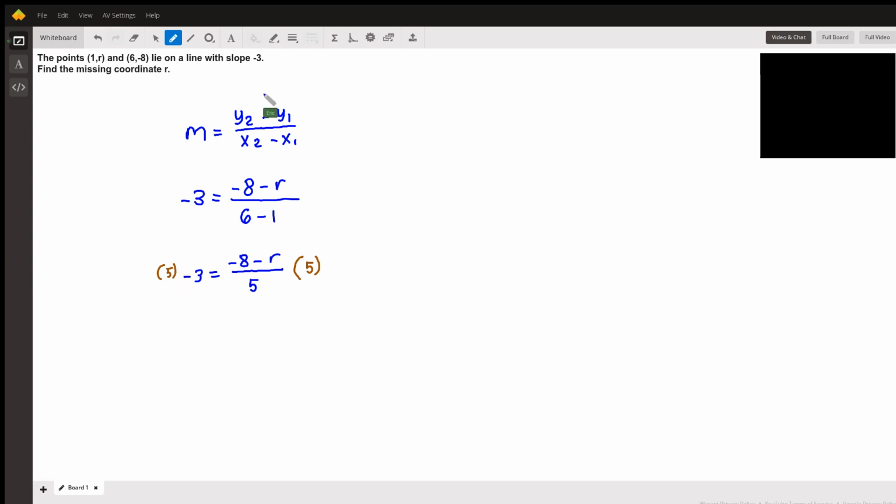And then that gives us 5 times -3, which is -15. And then on the right side, the 5s cancel out. We have -8 minus r. Now we're going to add 8 to both sides to get r by itself. -15 plus 8 simplifies to -7. So we have -7 equals -r. Now just divide both sides by -1, and we have 7 equals r.